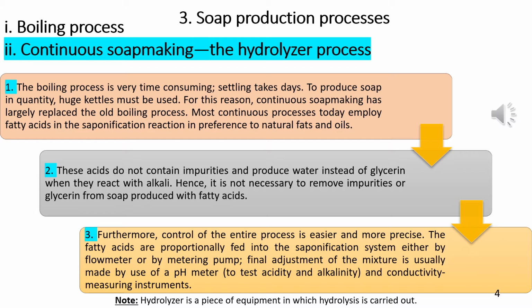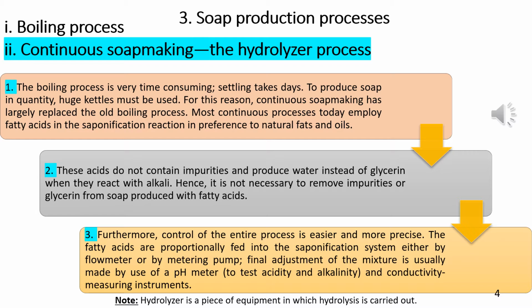Furthermore, the control of entire process is easier and more precise. The fatty acids are proportionally fed into the saponification system either by flow meter or by metering pump. Final adjustment of the mixture is usually made by using pH meter to test acidity and alkalinity and conductivity measuring instruments. So the advantage of this process is that it is very easy and very precise.